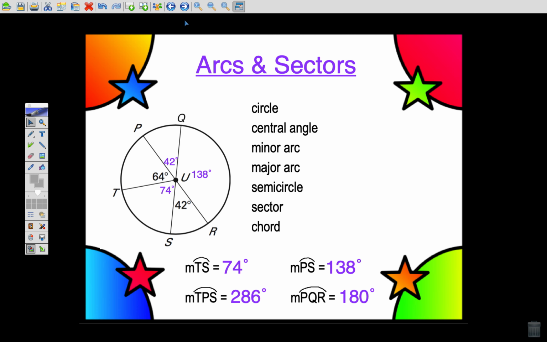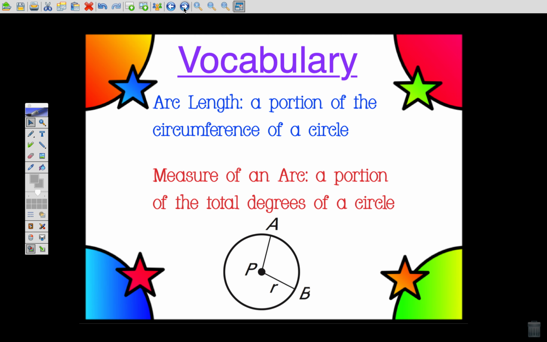semicircle. All right, now that we got the new vocabulary out of the way, we're going to talk about finding arc length, which is just a portion of circumference. And like I said a minute ago, arcs also have a measure, which is a number of degrees. So be real careful you know which kind of measurement they're wanting you to find.